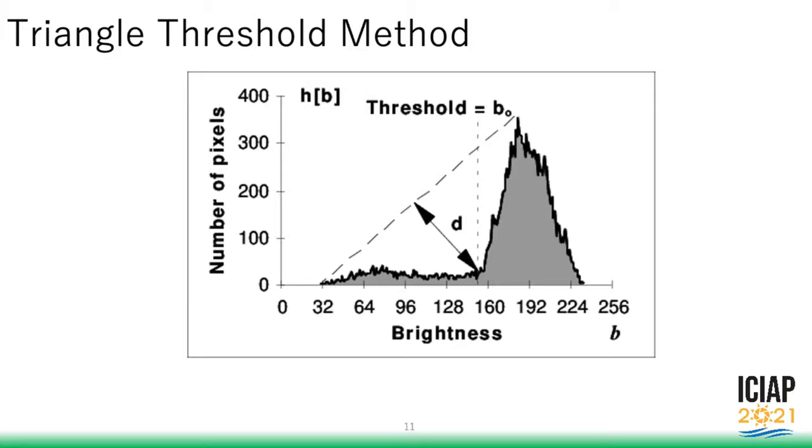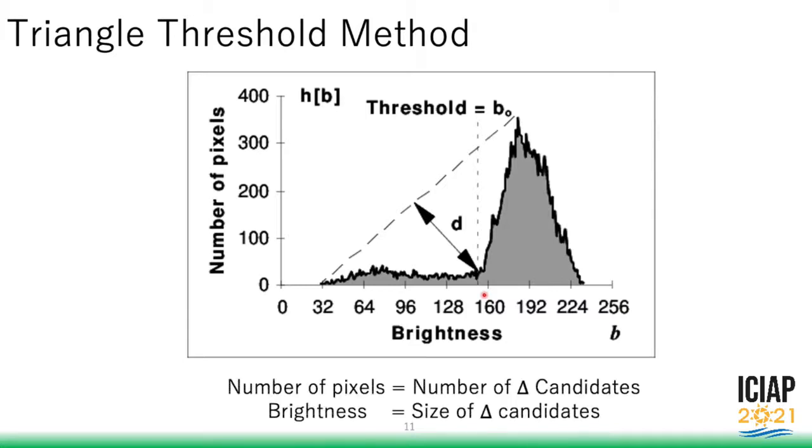The triangle threshold method is often used for making a white and black image. At first, connect the highest value and the lowest value, not 0. Then draw a vertical line to this line and find the longest vertical line, D, and decide this is the threshold value. We use this method to find a controllable QP.